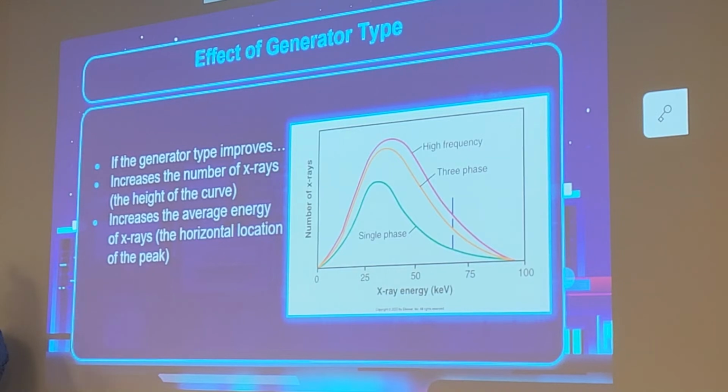Another factor is our generator type. I know we've talked about generator types before. We have our single phase. Anybody remember any others? Three-phase, 6 pulse, 12 pulse. I heard someone say high frequency. So the type of generator that we have affects the properties of the beam, the quality and the quantity. If the generator type improves, the number of X-rays is going to increase, and so will the average energy of the X-rays.